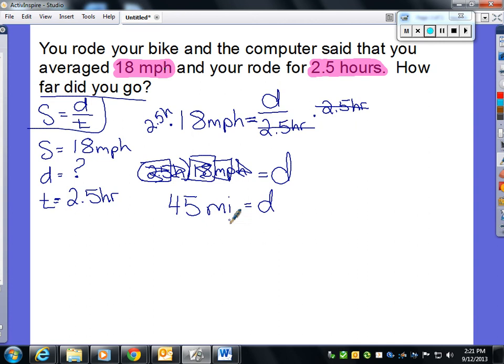That's good. I can also go ahead and go through and do the check, and the check would tell me if I did 45 divided by 2.5, I would get 18.